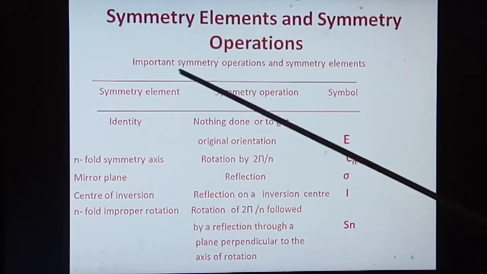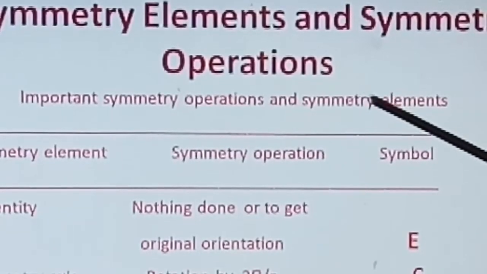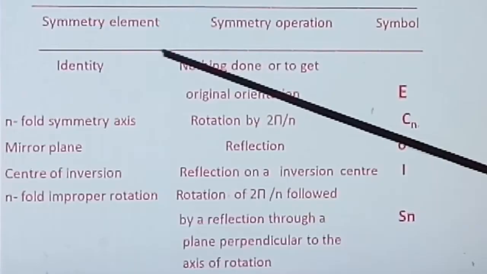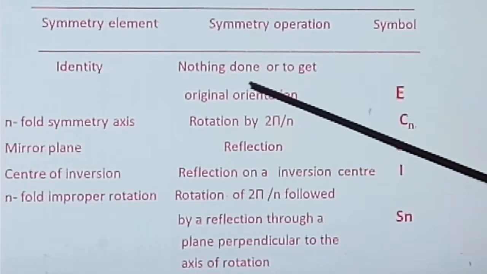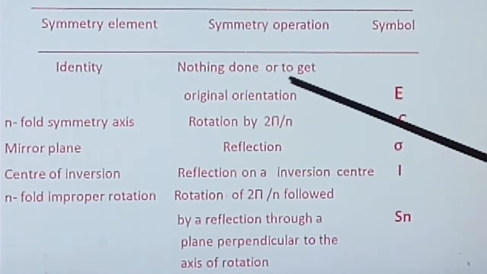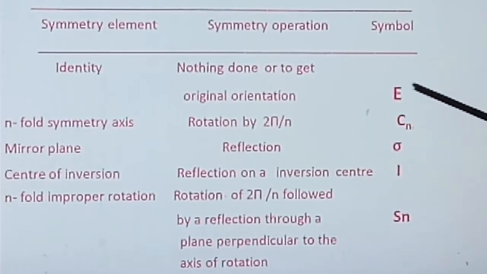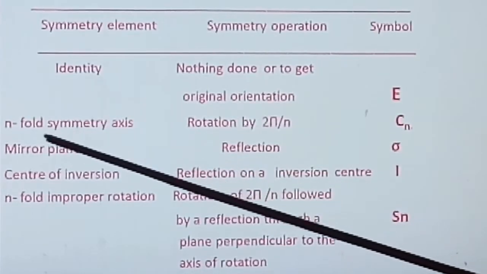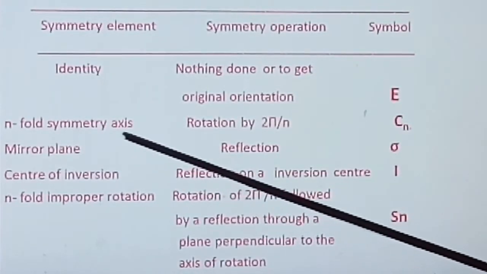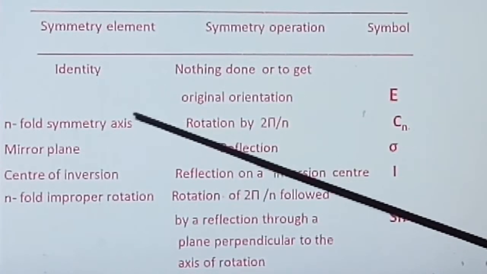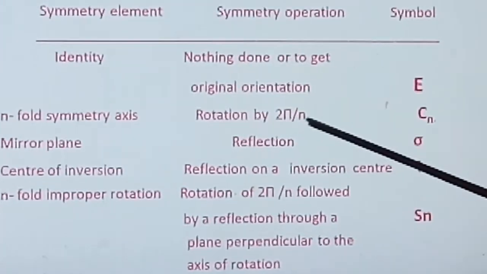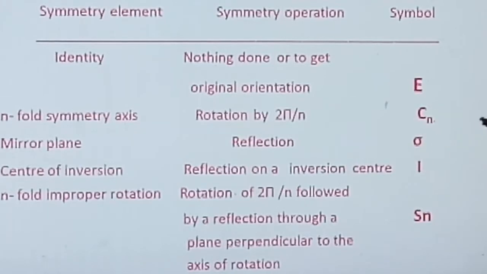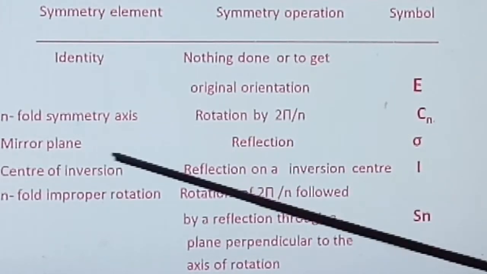So, important symmetry operations and symmetry elements. Identity: either nothing is done or it gets the original orientation; the symbol is E. N-fold symmetry axis: if this is the symmetry element, then the operation will be rotation by 2 pi by N. It is the Cn symbol.